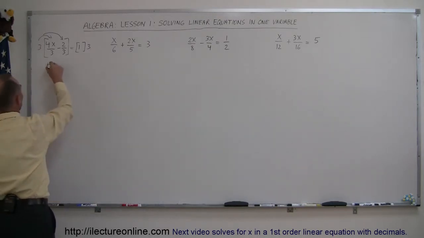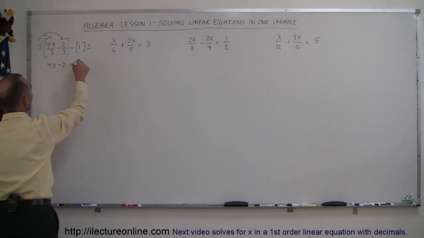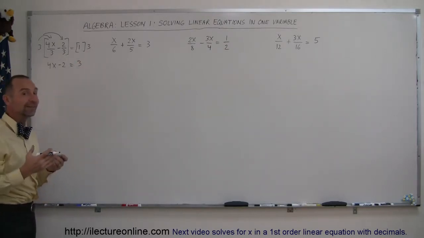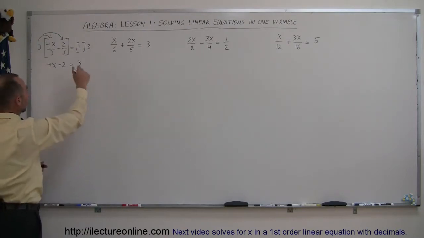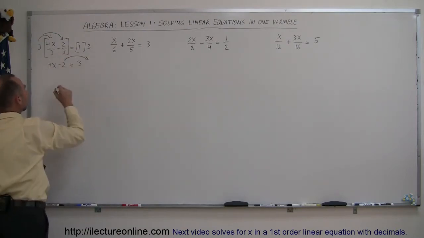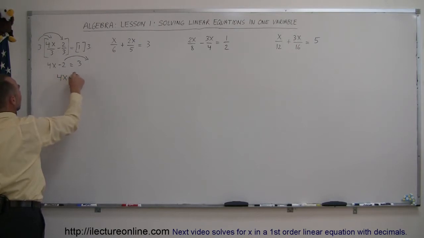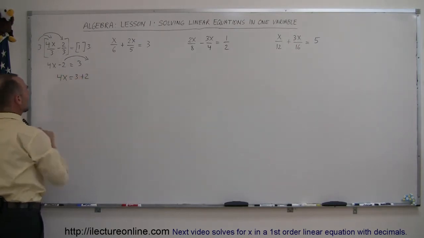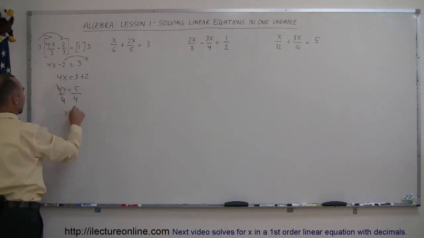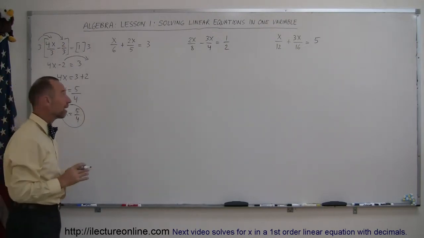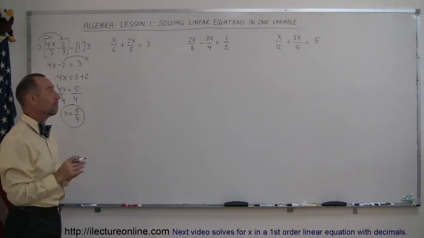So when you do that, you get 4x minus 2 equals 1 times 3, which is 3. And at this point, you solve it exactly the same way as before. You move all the terms with the x to one side, all the terms without the x to the other side. In this case, the minus 2 goes to the right. So you end up with 4x equals 3 plus 2. Remember, the sign changes when you cross the equal sign. So 4x equals 5. Now divide both sides by the numerical coefficient of the variable, and you get x equals 5 over 4.